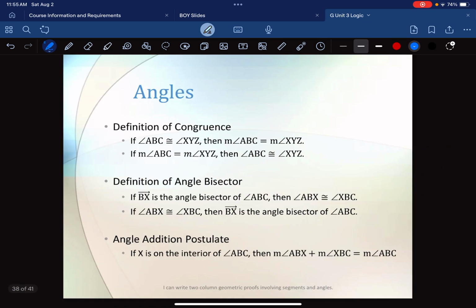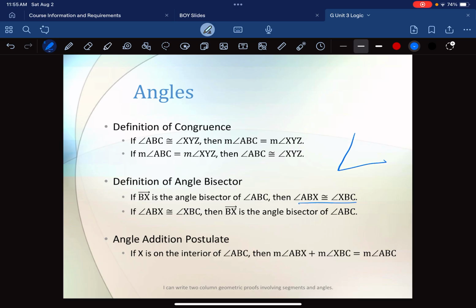Now we're going to look at some of the same things with angles. There's a definition of congruence for angles. If the angles are congruent, they have the same measure. If they have the same measure, then they're congruent. Okay, there's also the definition of an angle bisector. Well, this is like a midpoint for a segment. If you've got a ray that is an angle bisector, it creates 2 smaller congruent angles.